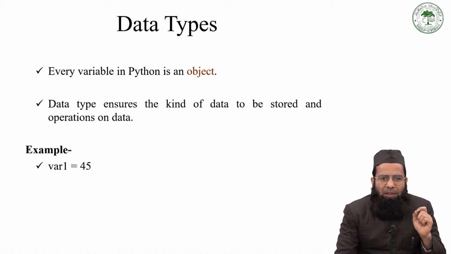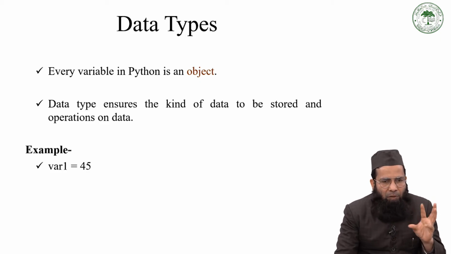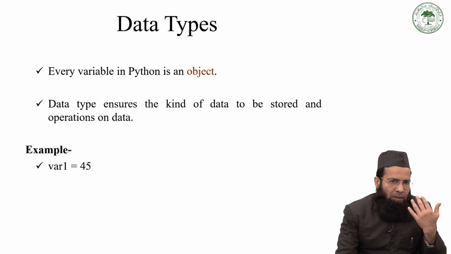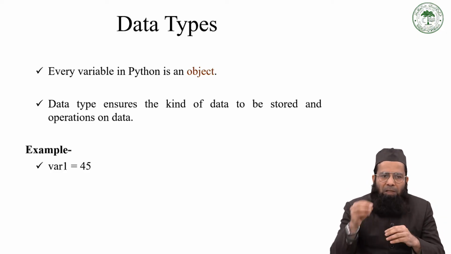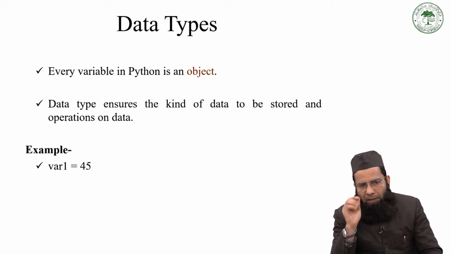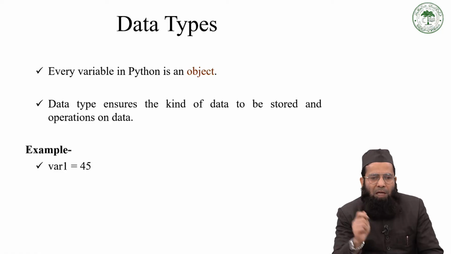Every variable in Python is an object. Object means it is an instance of a particular class, right? We'll discuss what the object class is in a separate lecture. But as of now, you need to know that each and every variable is an object. If a variable is an object, it means there are certain functions available which can operate on that object.